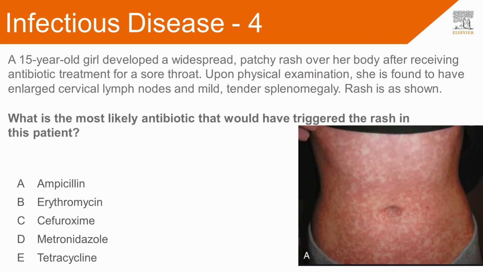So we have a 15-year-old girl that's developed a widespread patchy rash after receiving an antibiotic treatment for a sore throat. When you examine the patient, she has enlarged cervical lymph nodes, tender splenomegaly, and you can see the rash here. Now, what antibiotic could have been given? Could it be option A, ampicillin? Could it be B, erythromycin? Could it be C, cefuroxime, D, metronidazole, or E, tetracycline?